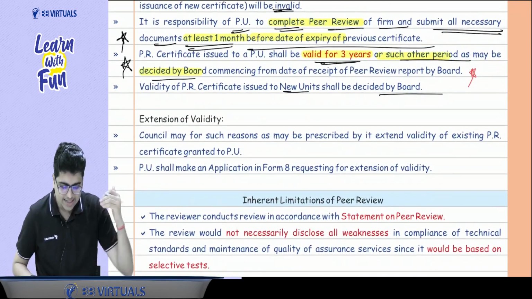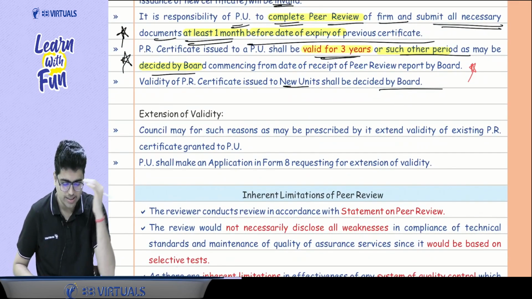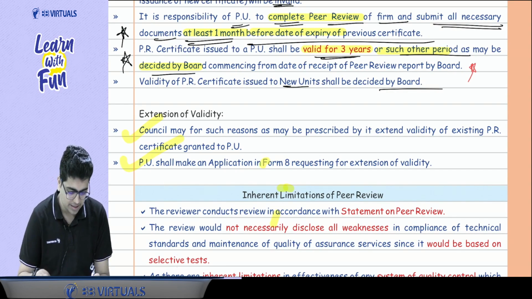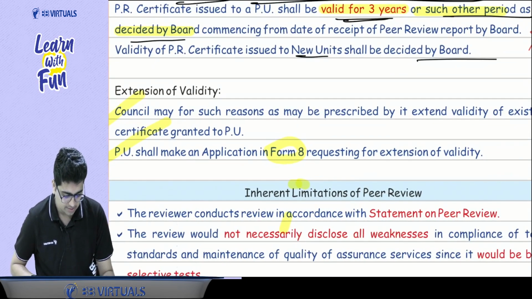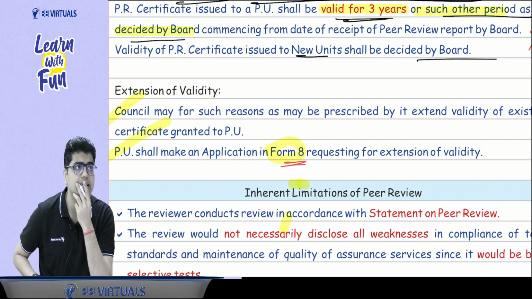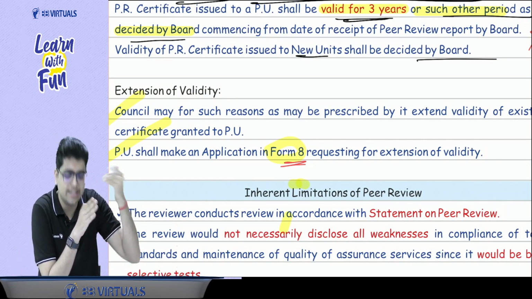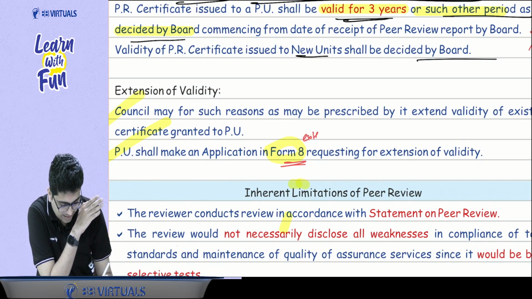Done, sir. Can I get my validity extended? Yes, you can get your validity extended by applying to the board. That is the point that you just need to remember. Form number 8. Sir, how to remember it? Form number 8, extend the date.